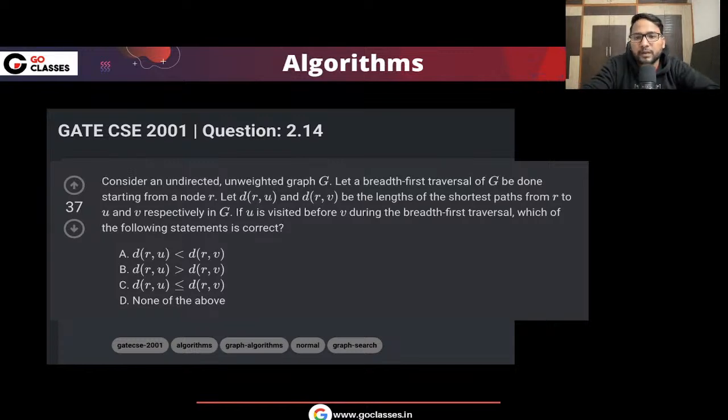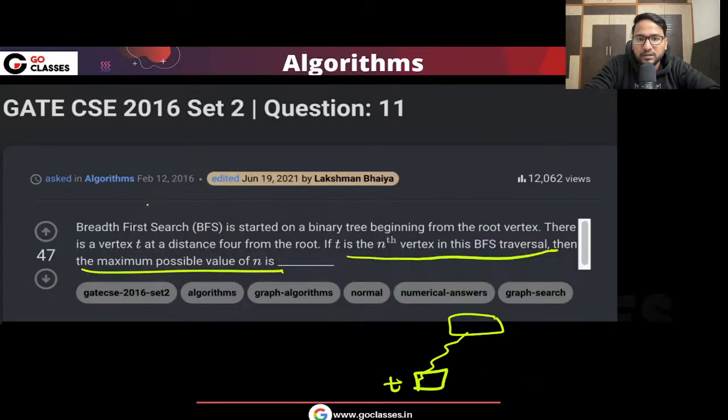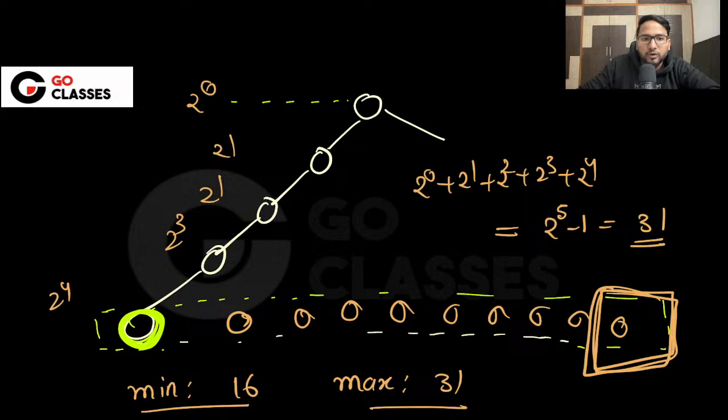So for the minimum, I think the minimum could be more interesting. If the node is at level 4, then after the 4 distance, the minimum must be this, so basically it must be 16. If it is not balanced, yes, it should be balanced. For the minimum, it should be balanced. Then only 16 is the answer.